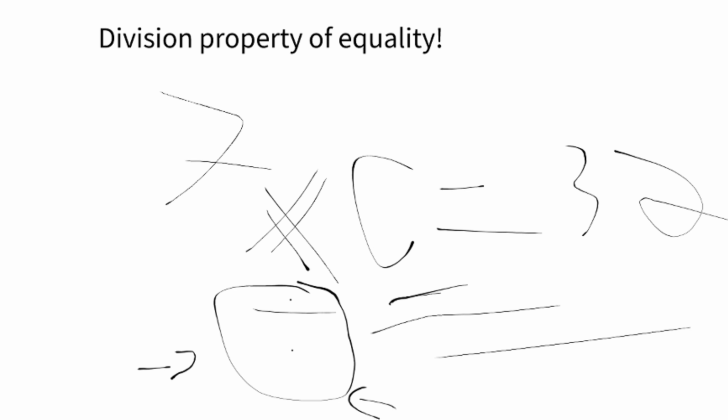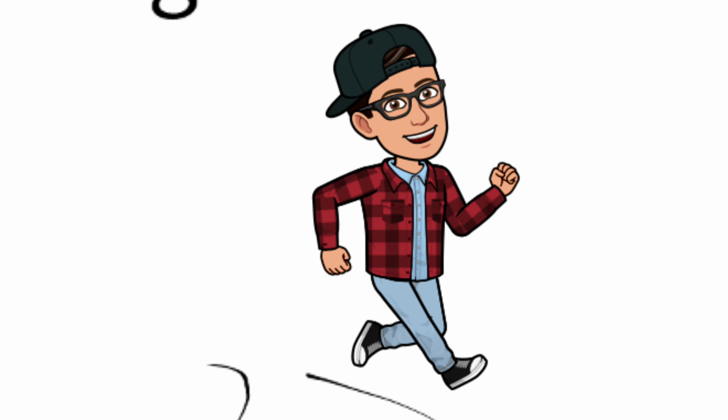If this sign was a division sign, then we would do the inverse operation of division, which would be multiplication, and then it would be multiplication property of equality. There's also such a thing as subtraction property of equality and addition property of equality that I will get into later.